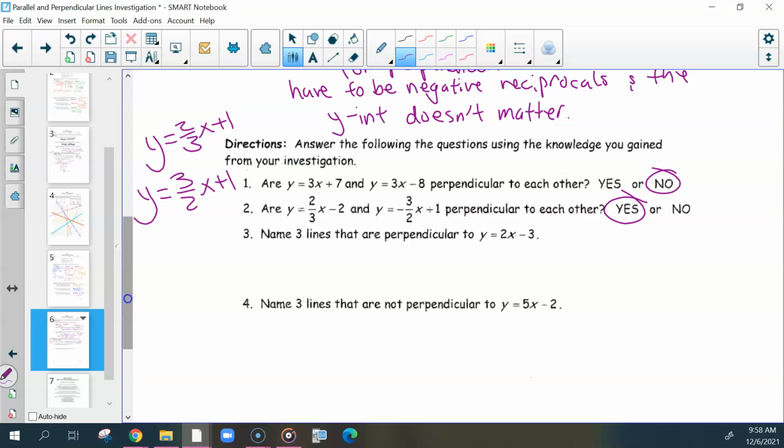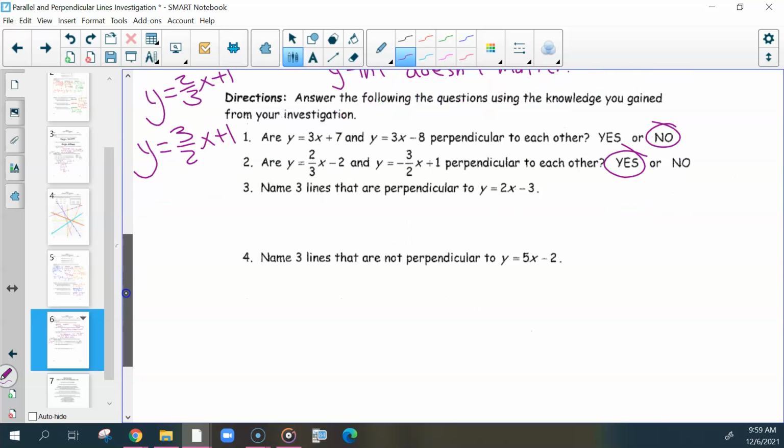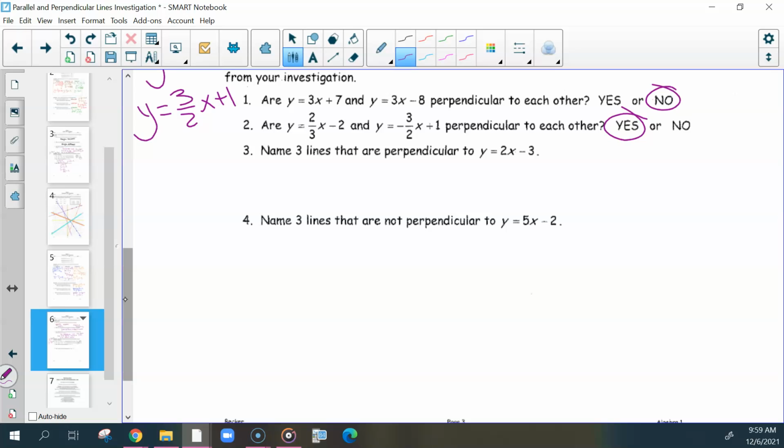Why? Because one of them isn't negative. They would be intersecting, but they would not be perpendicular. They wouldn't be parallel either. Right? Give me 3 lines that would be perpendicular to y equals 2x minus 3.